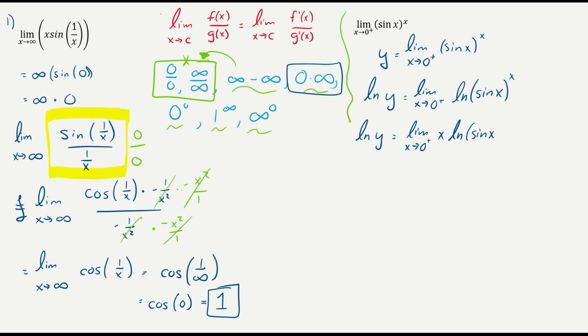Now what do I have? A product indeterminate form. So then I take the x and I divide by its reciprocal, giving me ln sine x over 1 over x. And this gives us an indeterminate form of infinity over infinity.